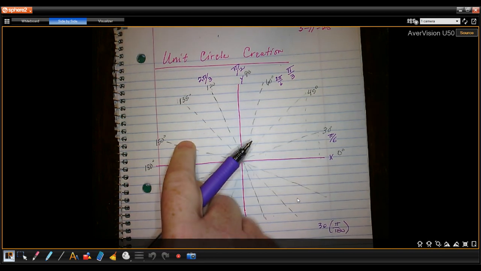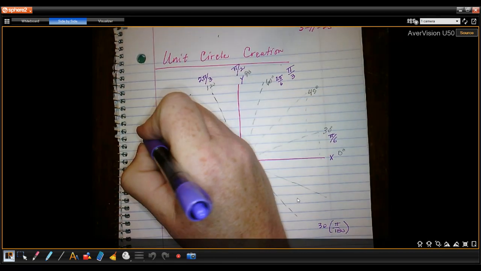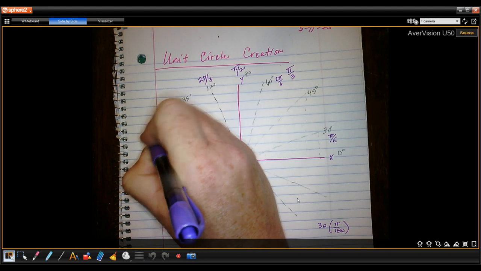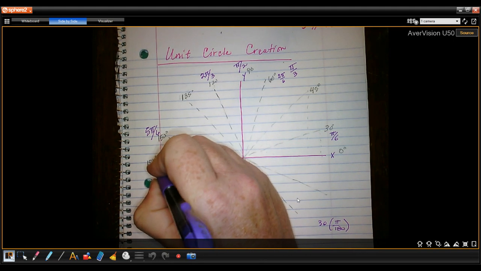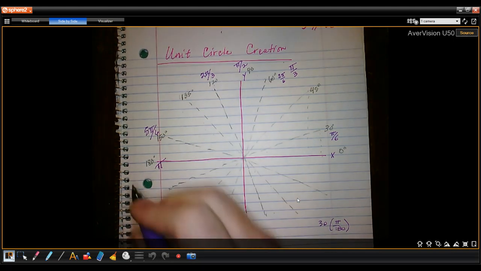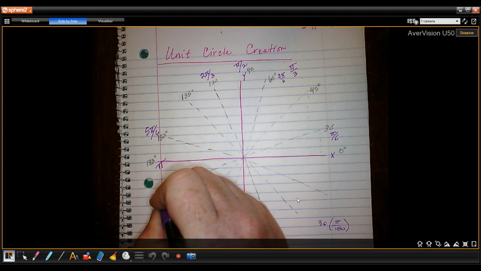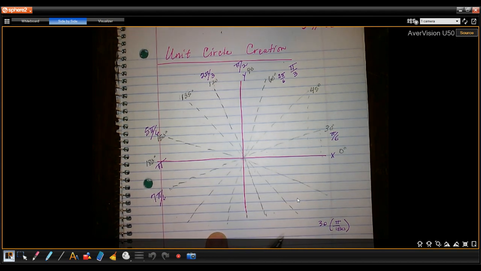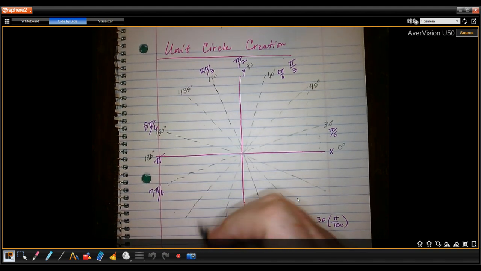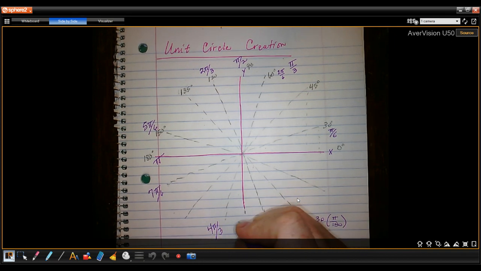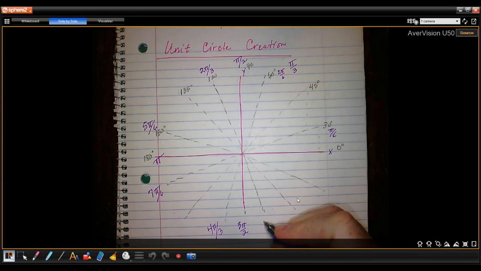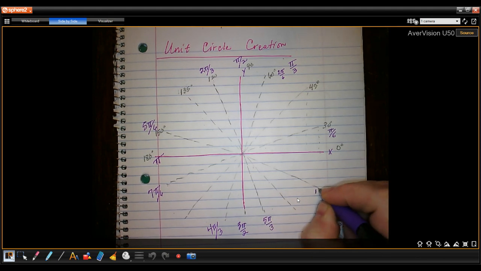Then you have 5 pi over 6, which doesn't reduce. So 5 pi over 6. And then 6 pi over 6 is 6 over 6 is 1. So there we get pi. Then you have 7 pi over 6. Then 8 pi over 6. 8 pi over 6 reduces to what? 4 pi over 3. Then 9 pi over 6 reduces to 3 pi over 2. Then 10 pi over 6 reduces to 5 pi over 3. And then 11 pi over 6.